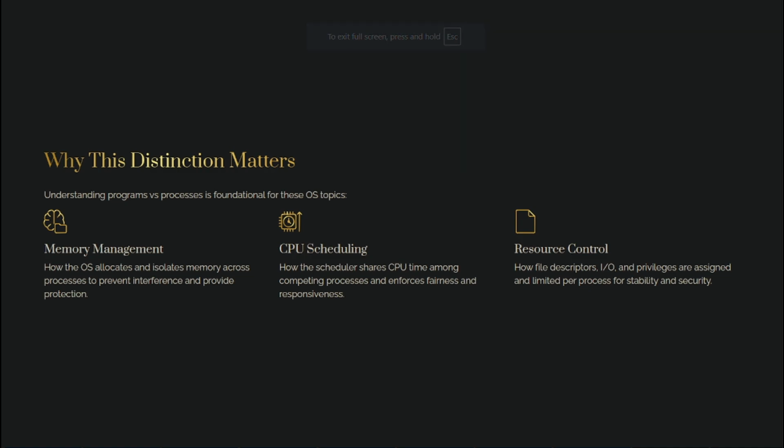Why do these distinctions matter? You might ask, why does this even matter for your exam and beyond? Because this idea is the foundation for three big OS topics you will study next. Memory management: how the OS gives memory to different processes and keeps them separate so they don't interfere with each other. CPU scheduling: how the OS shares CPU time fairly between many processes so your system stays smooth and responsive.